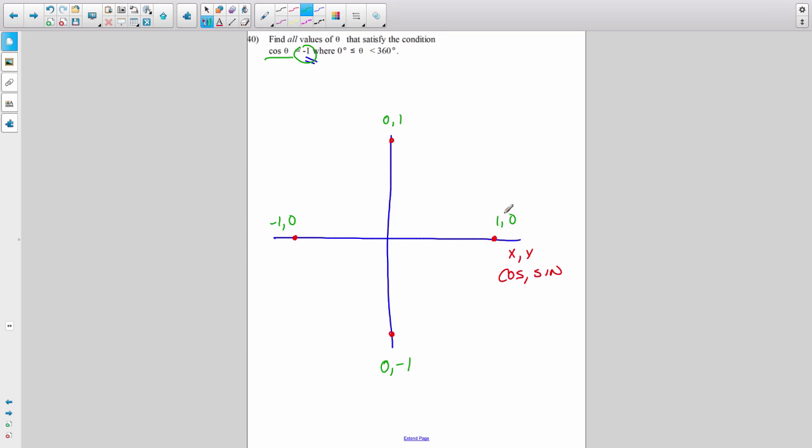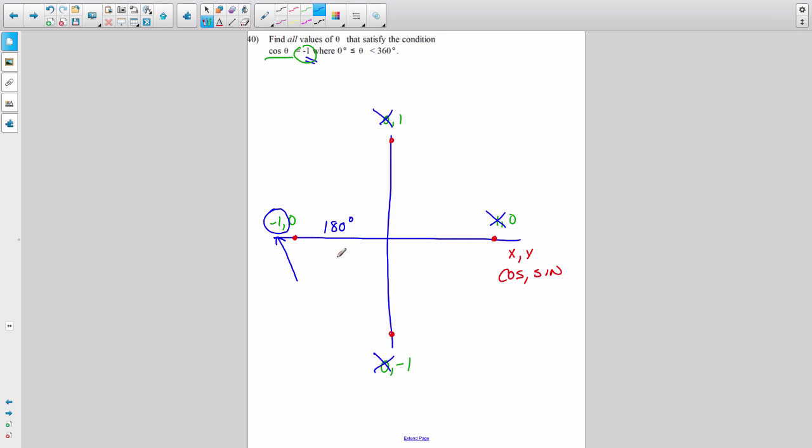Okay. Well, it's not here. It's not here. Ooh, it's this one. And not here. Okay, this is the only place that I know of that the cosine is negative 1. And that is 180 degrees.